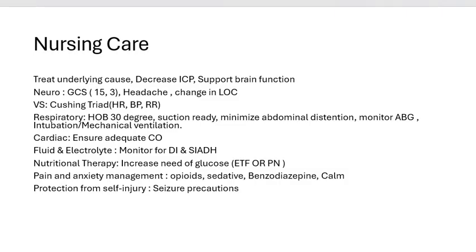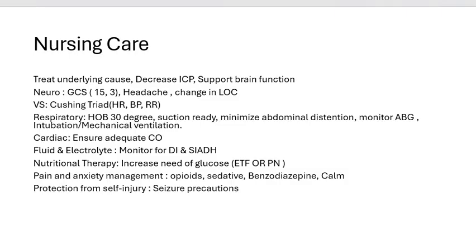Other things to be mindful about are cardiac. We have to be mindful about adequate cardiac output, and monitor the fluids and electrolytes, because if there is damage to the brain, it can cause other things such as diabetes insipidus or syndrome of inappropriate antidiuretic hormone if it causes damage to the posterior pituitary. We also want to make sure to have an increased supply of glucose.